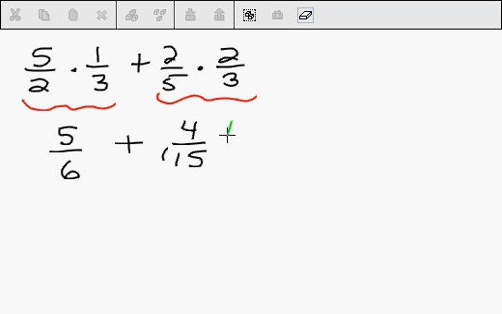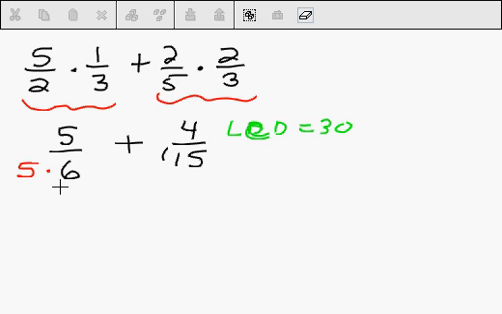So I'm going to jot that down to remind myself. Least common denominator, which is 30. So I need to make this 6 and this 15 into a 30 by multiplying. 6 times what is 30? Well, that would be 5. So I need to multiply this denominator by 5 to make that a 30.